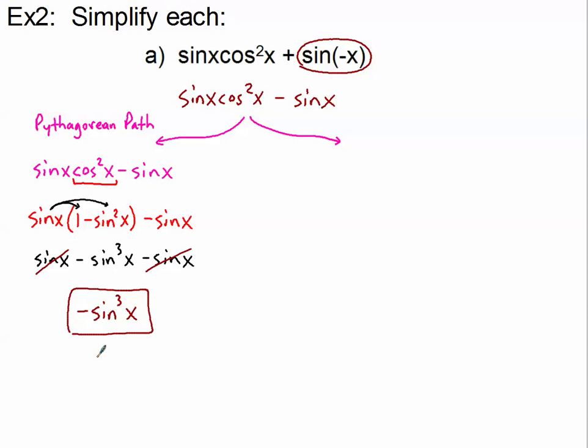I call this the Pythagorean path because I saw something squared, and I wanted to use a Pythagorean identity to replace it. And then I just did some simple algebra steps, distribution, and combining like terms. So maybe you saw that.